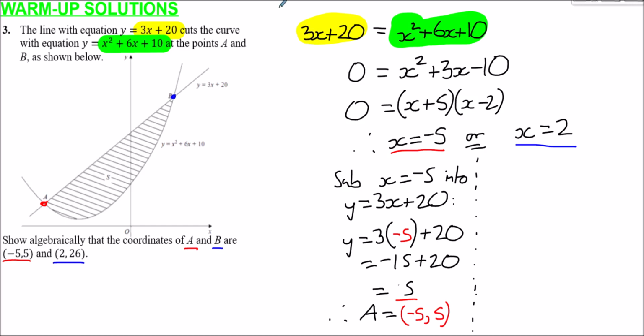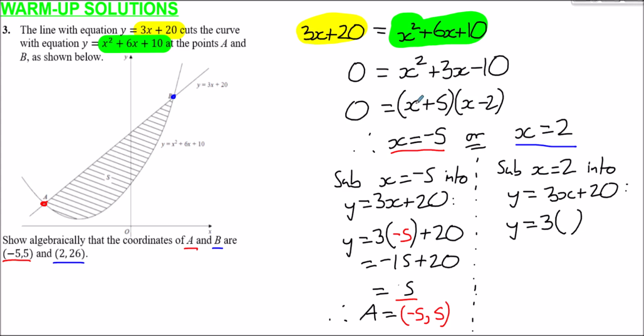Same idea for B. We just sub in x equals 2 into either equation. I'll pick the same one. I'll pick the equation of a straight line. Y equals 3x plus 20. So the corresponding value for y when x is 2 is y will be 3 times 2 plus 20, which is much easier to see. Because 3 times 2 is 6. Then 6 add 20 gives us 26. So therefore B equals 2 and 26.